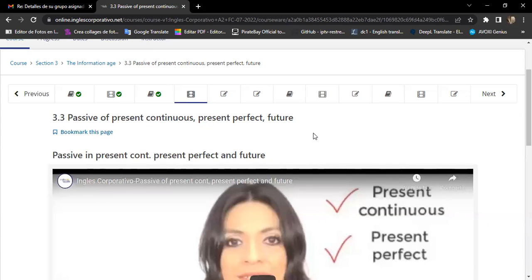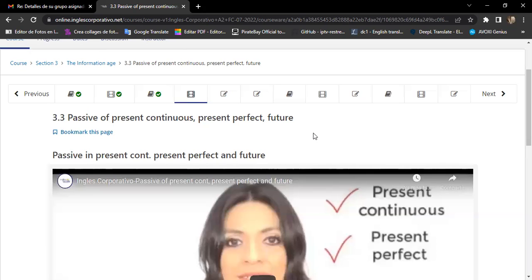The cat and the mouse. The cat is going to eat the mouse. Is that subject? I'm sorry, is that active or passive? Active voice. And we can say the mouse is going to be eaten by the cat. Yeah. Passive voice.